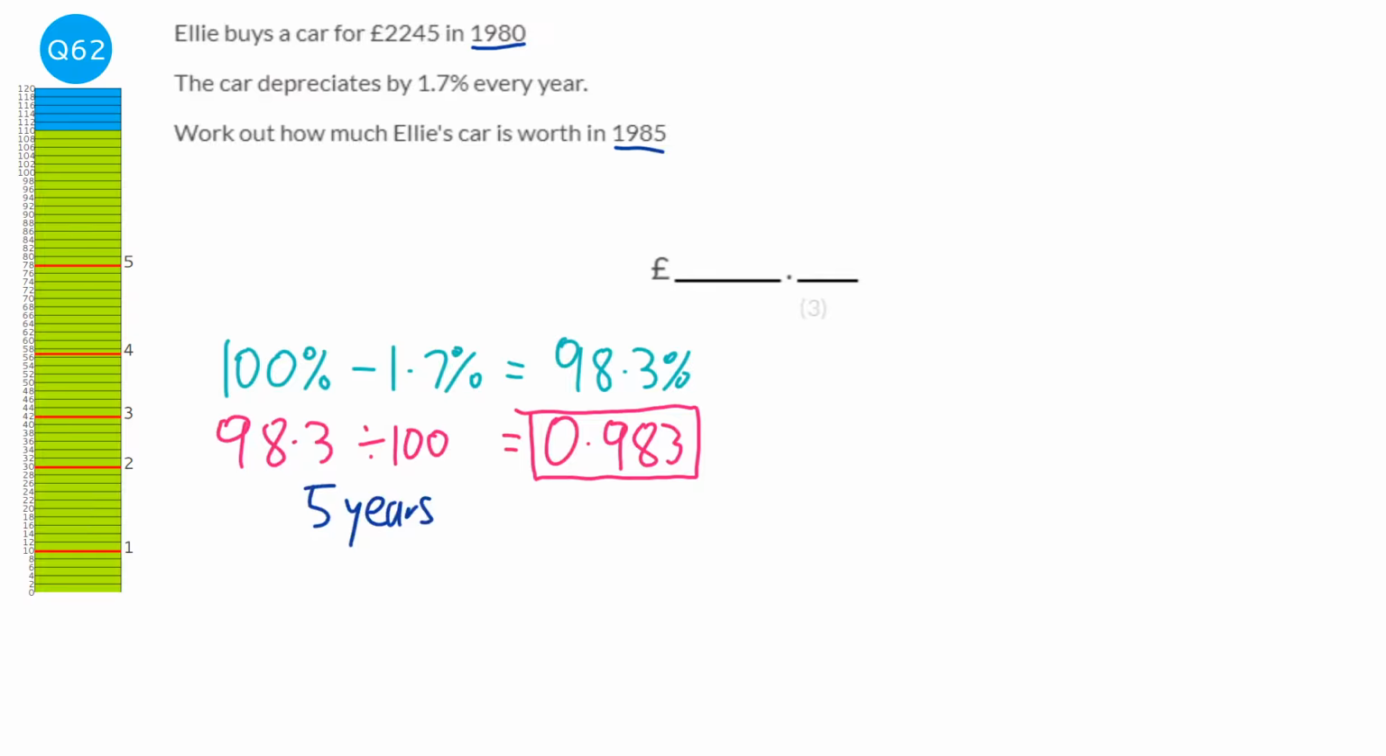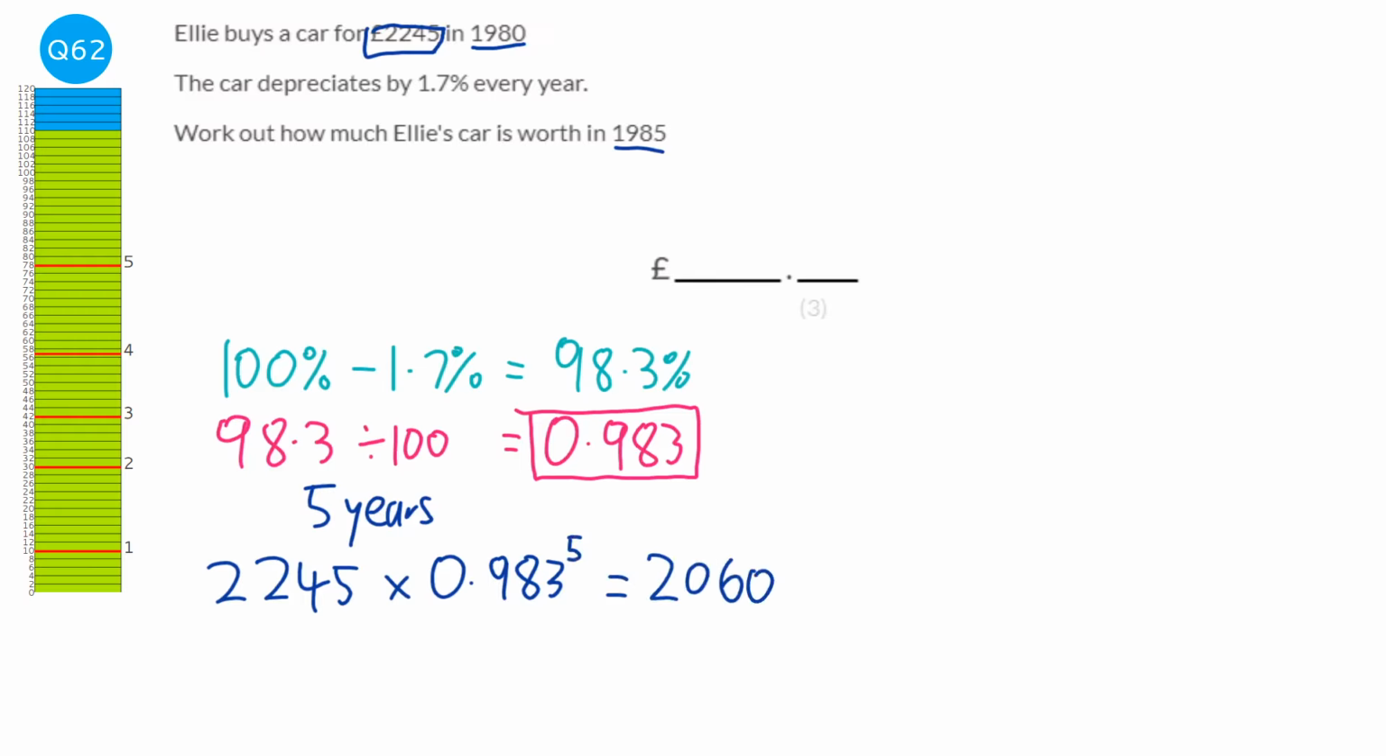And so what we do is we get the original amount, which was 2,245, and times it by the multiplier 5 times. Now I can't be bothered on my calculator to times it by 0.983 5 times. So what you can do is you can do it to the power of 5, which basically means the same thing. And that gives us 2060.553. And when we round that, that would be £2,060 and 55 pence.